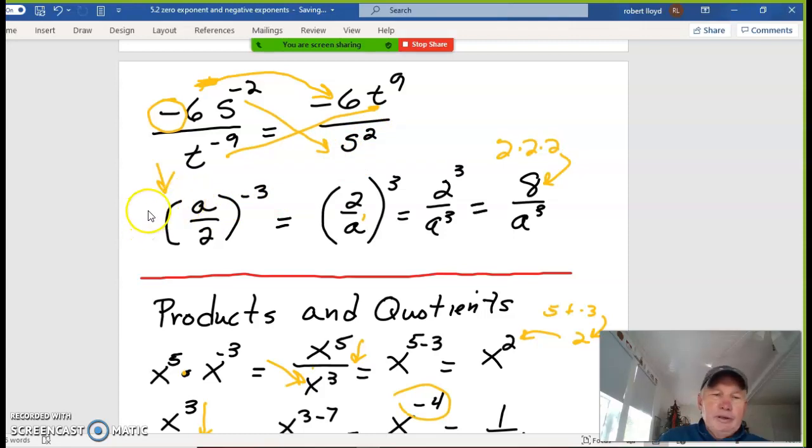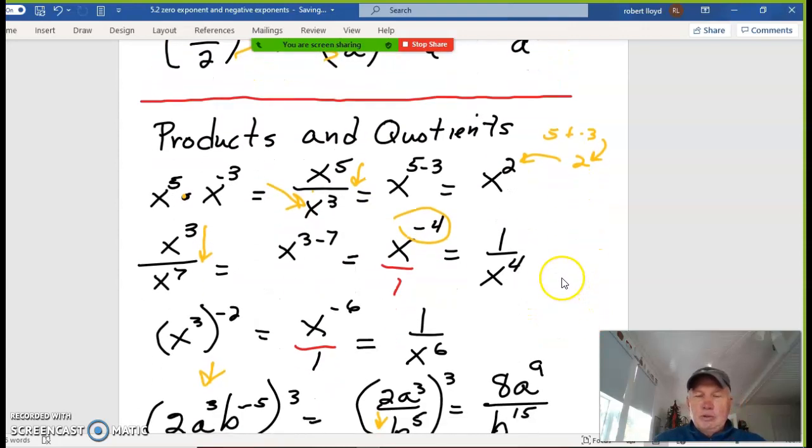A little different when you have a fractional quantity to a negative power. So you make this 3 positive by changing the numerator and denominator's position. So the 2 becomes numerator and the a becomes the denominator. Now, when you carry it through to its conclusion, you're going to have 2 to the third power, which is 2 times 2 times 2. This part will become 8, and this is a variable, so we don't know what it is, so it's just a to the third.